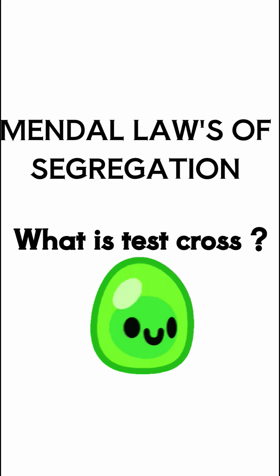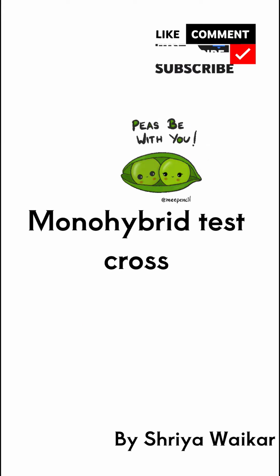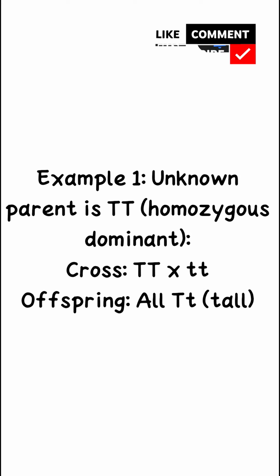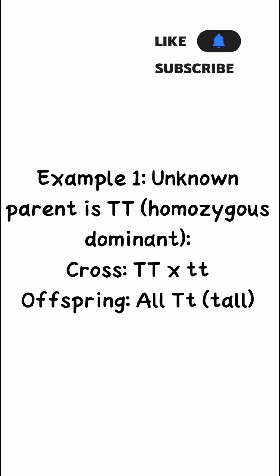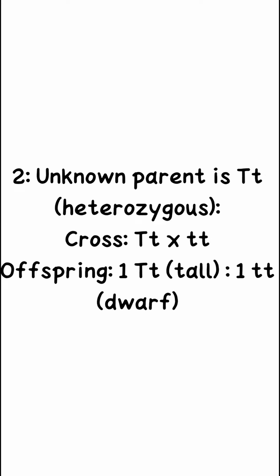Let's say we have a tall pea plant, but we don't know its genotype. So it could be either capital T capital T, or capital T small t, and we cross it with a recessive dwarf plant, that is small t small t. If the tall plant is capital T capital T, and we cross it with small t, then all offspring will be capital T small t, that is, all will be tall, and if all the offspring are tall, the parent must be homozygous dominant, that is capital T capital T.